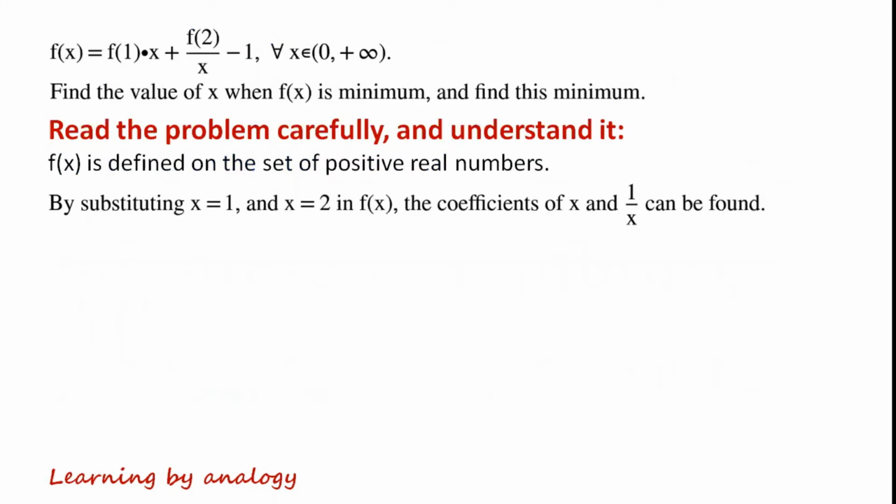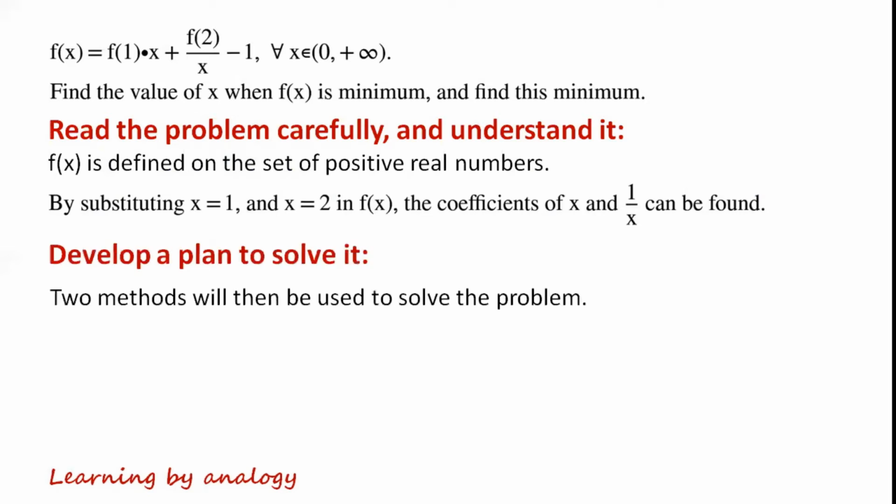f of x is defined on the set of positive real numbers. By substituting x equals 1, x equals 2 in f of x, the coefficients of x and 1 over x can be found. Two methods will then be used to solve the problem.